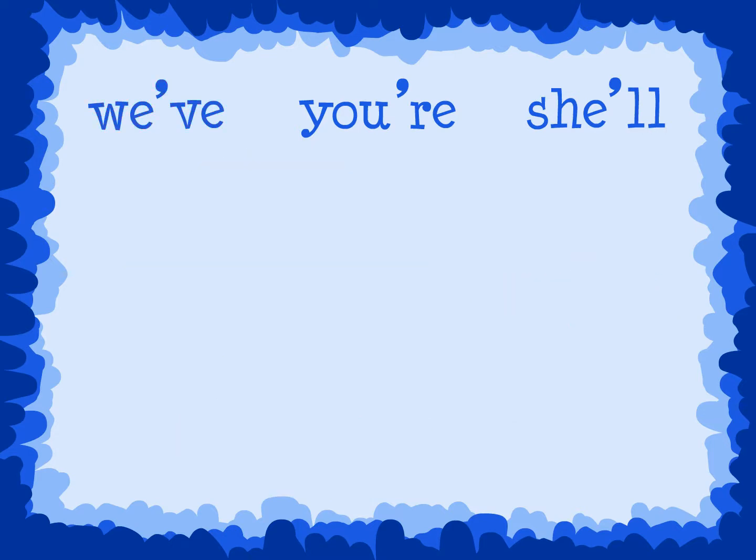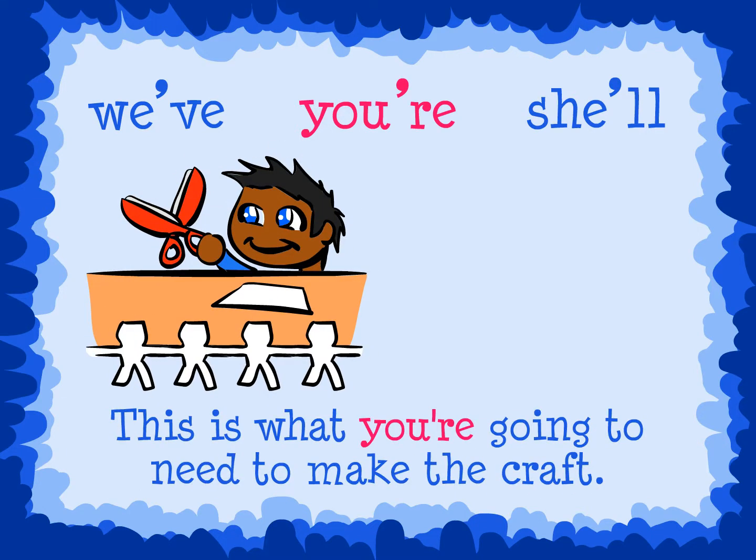Here's another one. You're. We can use the word you're in this sentence. This is what you're going to need to make the craft. What two words make up the contraction you're? That's right, you and are. The letter A is replaced with the apostrophe.